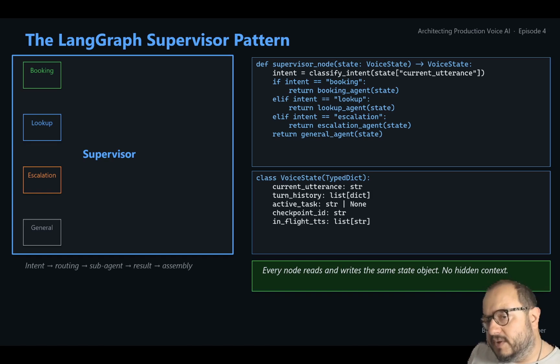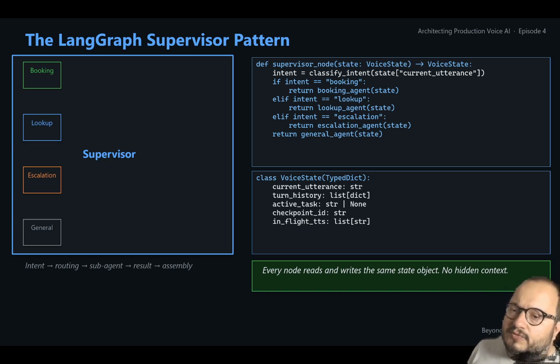Control returns to the supervisor, which assembles the final response from the subagent output. Why a supervisor instead of a single LLM call? Two reasons. First, specialization. A booking subagent can be given a focused system prompt with booking context, a slot-filling pattern, and guardrails specific to reservations. A lookup subagent can be given database schemas and query templates. Each subagent is better at its task than a single general-purpose LLM call would be.